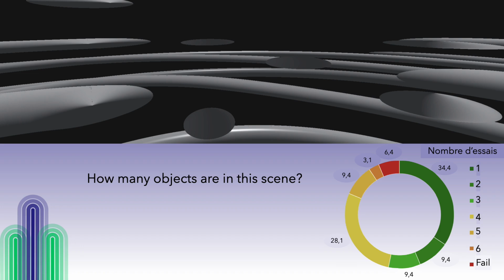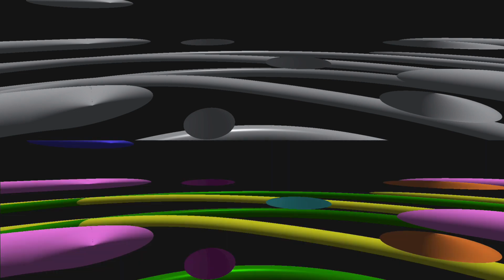In total, 78% of participants developed a good strategy for completing the task, but for those who did not succeed within the 3 attempts allowed, colors were added. Here, there are 7 objects, 2 infinite cylinders, yellow and green, 4 spheres, turquoise, purple, orange, and blue, and a section of a pink cylinder.